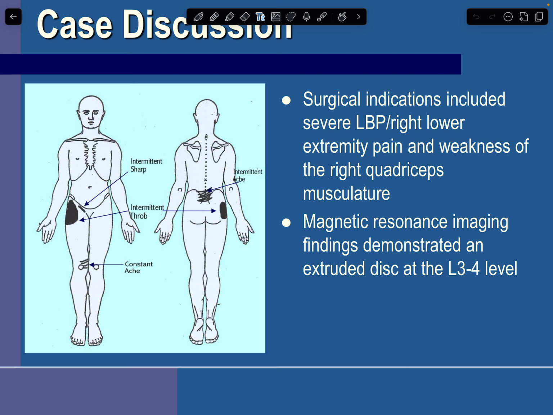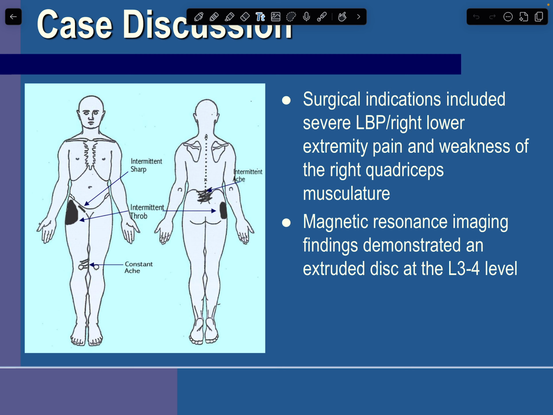MRI demonstrated an extruded disc at the L3-4 level. That extruded disc is probably an important term because we'll talk about diagnostic imaging. You probably know if we scan the next 100 asymptomatics coming out of Walmart, we're going to find probably 75% of those some type of disc pathology. However, maybe even more depending upon the age. But these extruded discs, we don't see these in asymptomatic folks. So if we do those 100 scans, maybe one, maybe two might have these extruded discs.